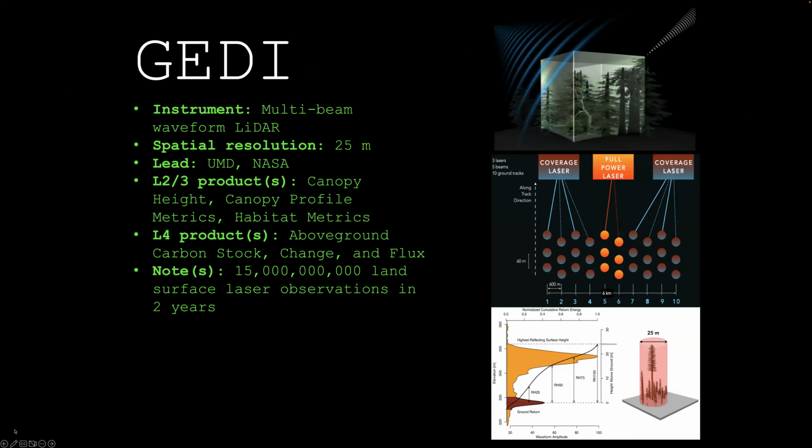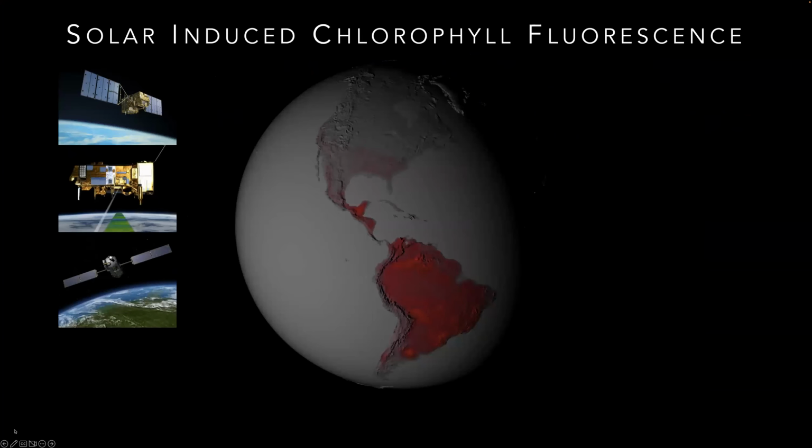Not really wall-to-wall mapping, but they create a wall-to-wall map from those point measurements. Zoe talked a lot about fluorescence, so I don't need to talk too much about that, but it's definitely good insight into photosynthetic activity where greenness will fail you, as she pointed out from Troy's paper.